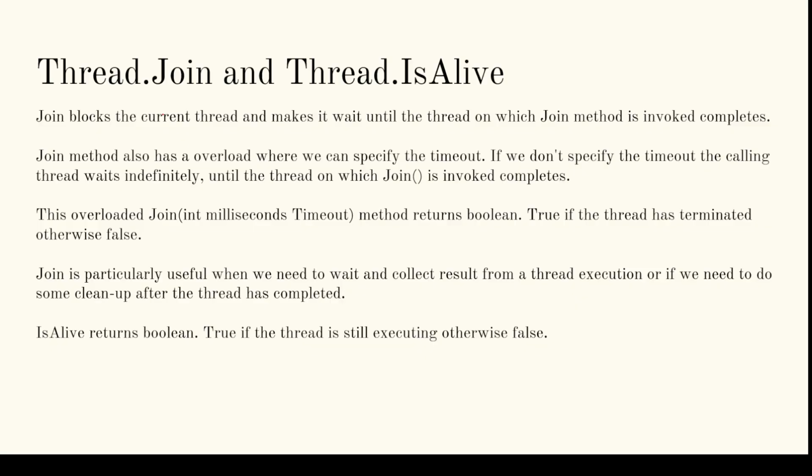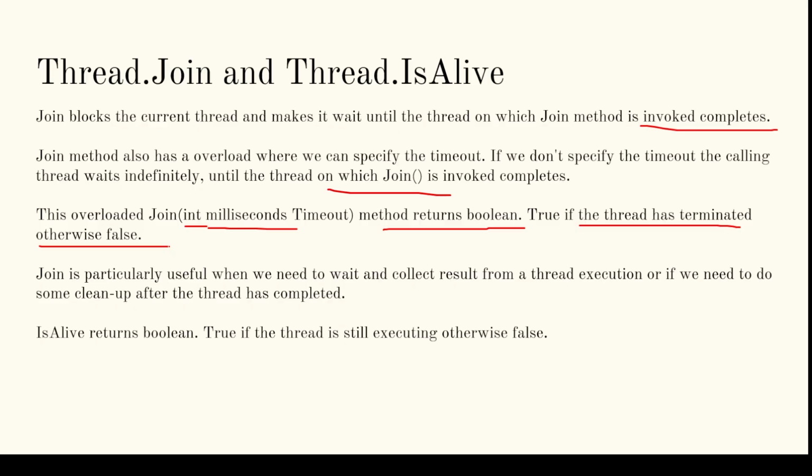So here is the summary of what we have learned in this video. Join blocks the current thread and makes it wait until the thread on which the join method is invoked completes. Join method also has an overload where we can specify the timeout. If we don't specify the timeout, the calling thread waits indefinitely until the thread on which join is invoked completes. The overload of the join method takes one parameter, an integer, in milliseconds.